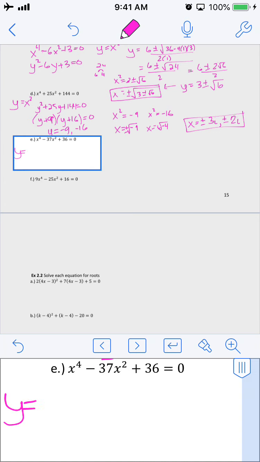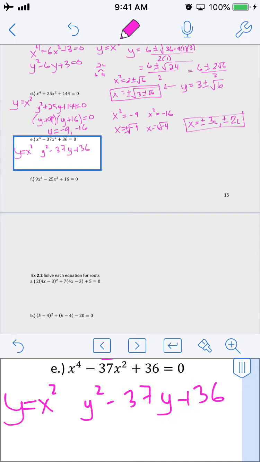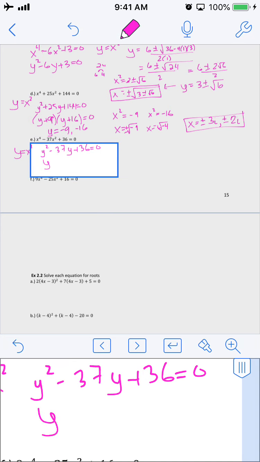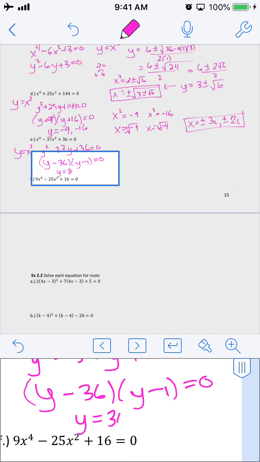Again, I'm going to let y equal x squared. Y squared minus 37y plus 36 equals 0. This one factors: y minus 36 and y minus 1. So y equals 36 and y equals 1. Again, I'm going pretty fast through these because I wanted you to try these ones out on your own. But if you have questions on them, luckily it's video, you can slow it down. Or you could come see me in person or shoot me a message or a Canvas email.